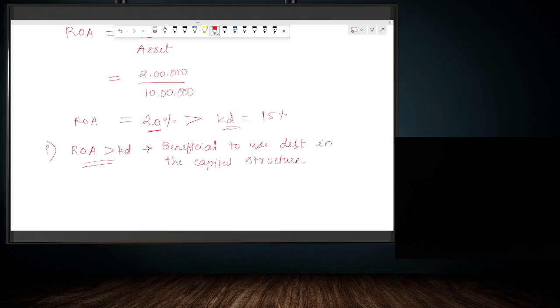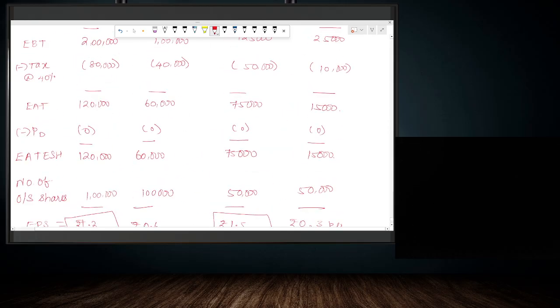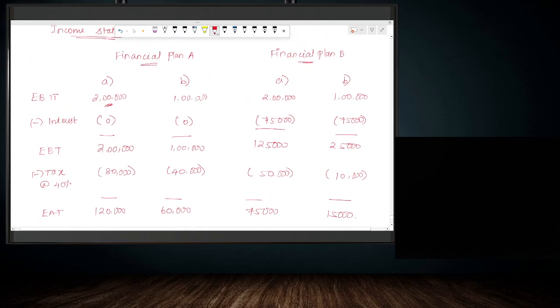Now, what is return on asset? 20%. Cost of debt is 15%. Now, when your EBIT is 2 lakh rupees, which plan are you choosing? Plan A or plan B? Plan B. Does plan B have debt in the capital structure or no debt? It has debt in the capital structure, right? So, to summarize, when EBIT is 2 lakh, the company is generating return on asset of 20%, which is greater than the cost of debt of 15%. So the company should choose to have debt in the capital structure. Which plan has debt in the capital structure? Plan B. So they will obviously go with plan B. Clear? Any doubt in this part?